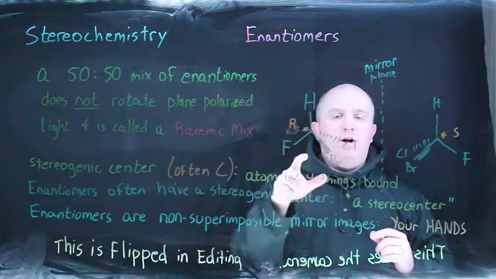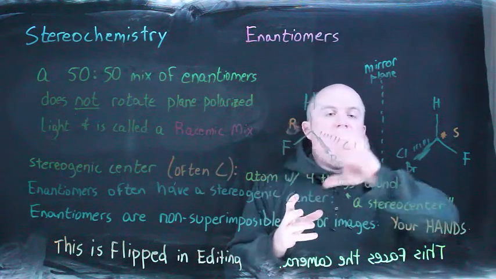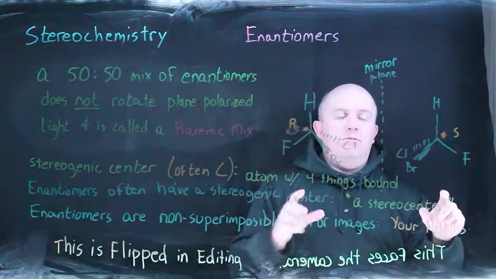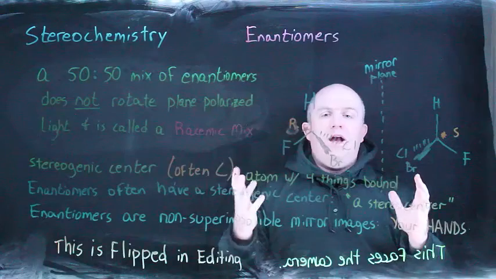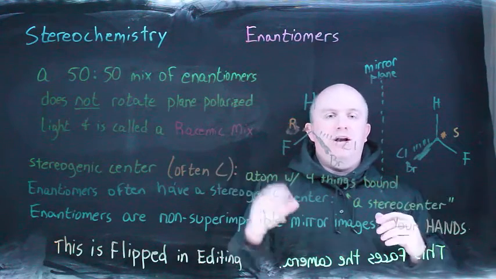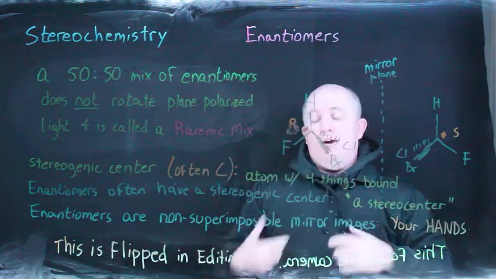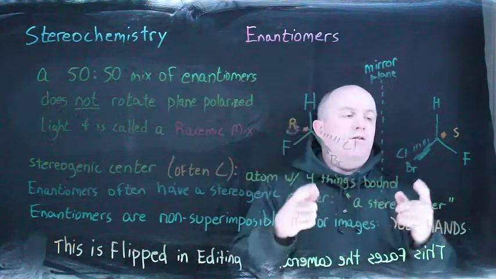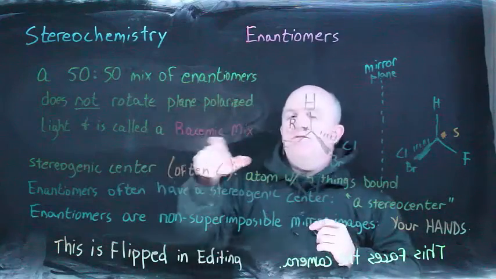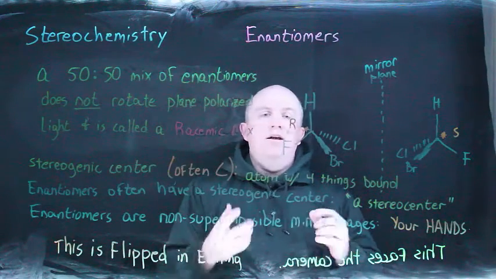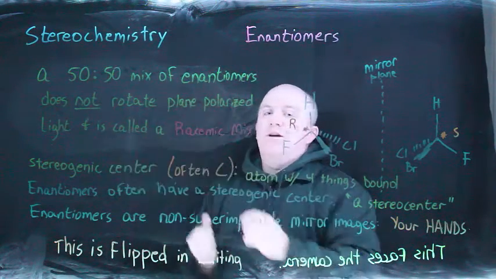If you have a single one, you have a single enantiomer. If you have both molecules together in equal proportion, a 50-50 mix, then that is called a racemic mixture. So you have a racemic mixture of your hands. You've got the left-handed one and the right-handed one. You have a racemic mixture of your feet as well. If you have a racemic mix, then the overall mixture will not rotate plane polarized light.